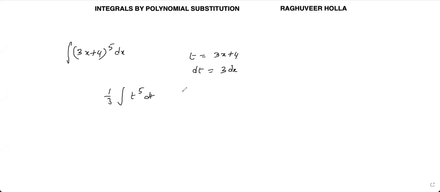Now the integration of this is very simple. This is t to the power of 6 by 6, times 1 by 3, plus c. Or we can replace this back again, so this is (3x plus 4) to the power of 6 divided by 18, plus c.